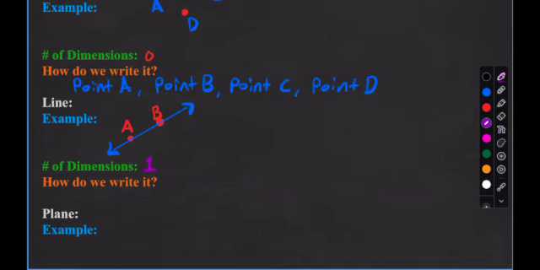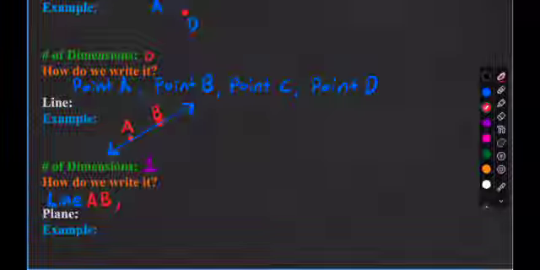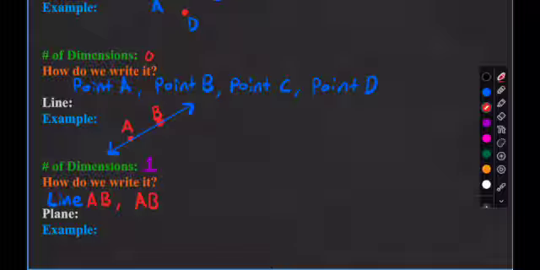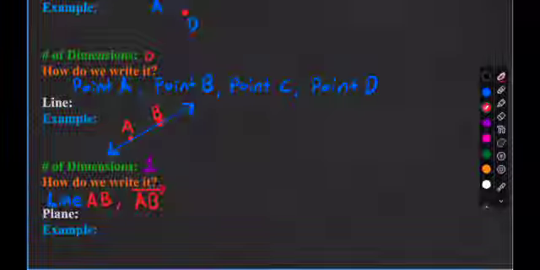How do you write about a line? Well, we can either name it like this. We can say line AB, or there's a shorthand of writing this. You notice that this line has 2 arrows on the ends, right? It has 2 arrows. So what we are going to do is put AB and put arrows over top of that. That's another way of talking about the line.